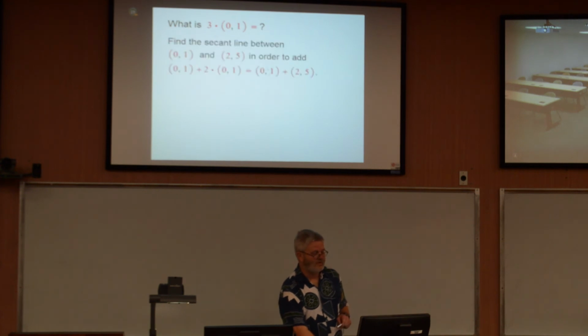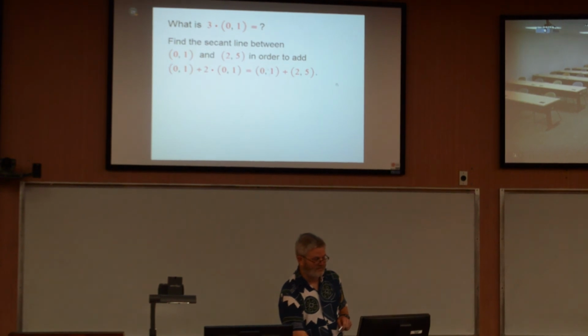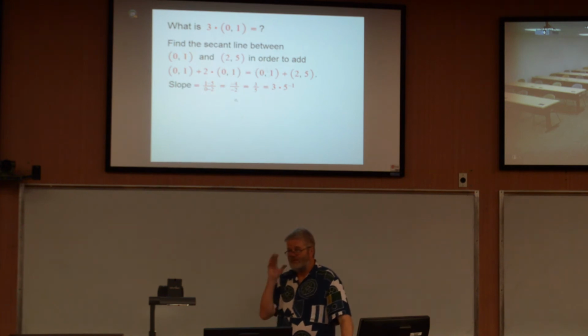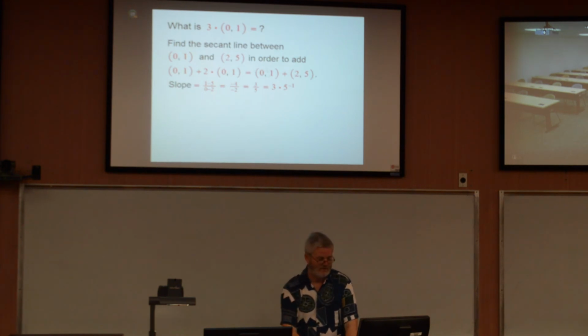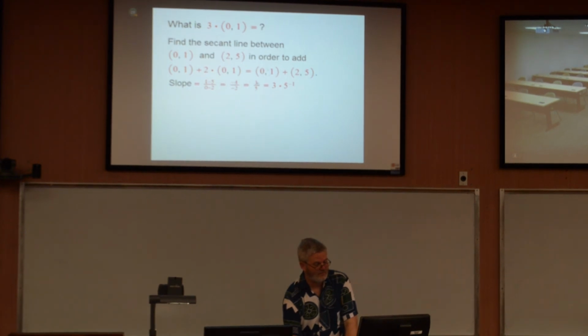Okay, what about 3 times (0, 1)? Now we find the secant line between (0, 1) and (2, 5), because that's what 2 times (0, 1) is. So we're adding these 2 points by finding their secant line. Now if you take the slope, using the old slope formula, it's (1 minus 5) over (0 minus 2), that is, minus 4 over negative 2. Now I wanted to divide and just give 2, but I need to be careful. So I added 7 to both of these. Minus 4 is congruent to 3. Add 7 to negative 2, that gives you 5.